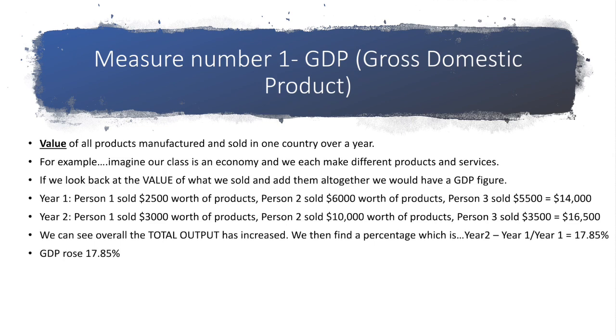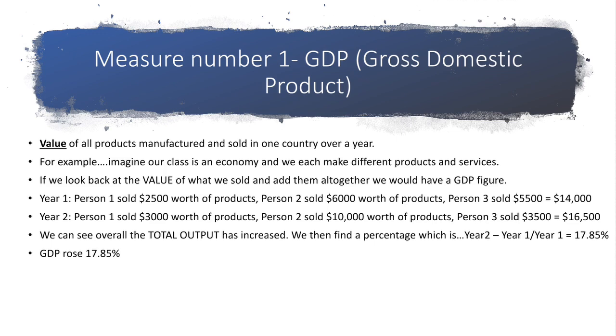If we looked at year two, person one might have increased their output and made $3,000 worth of products. Person two also increased, went up to $10,000 from $6,000, and person three went down, so they decreased in output to $3,500. So overall, the output is now $16,500. So overall, we can see that the total output has increased.